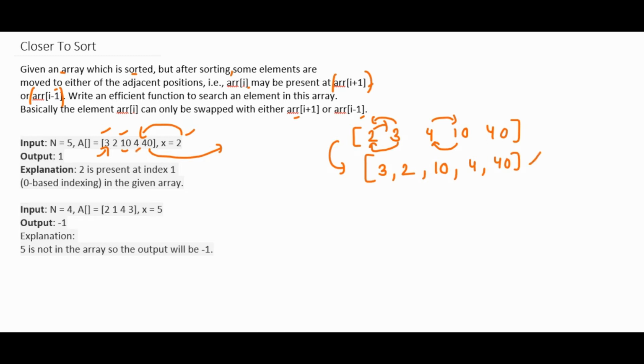So what we have to do is find this element, whether it is present in this array or not. If it is present, we have to return the index. Otherwise, we have to return minus 1. Just like here 5 is not present, so we have to return minus 1. Now let's see how we can approach this question.